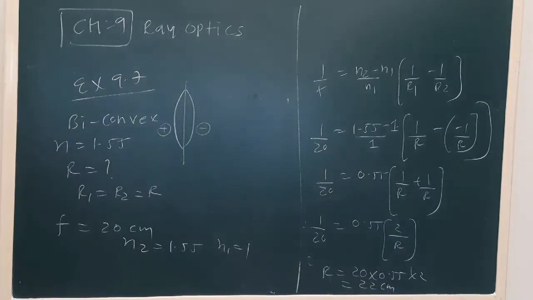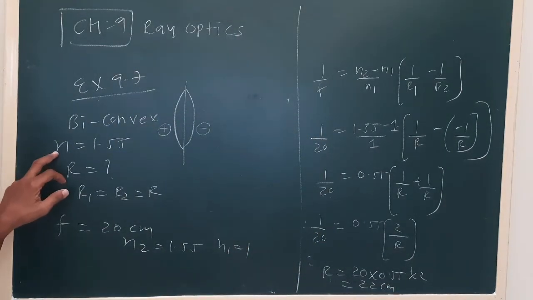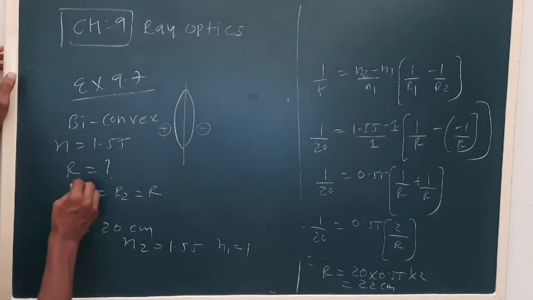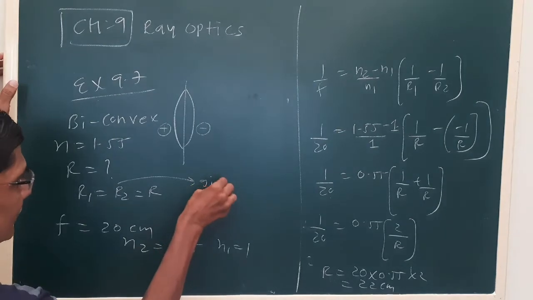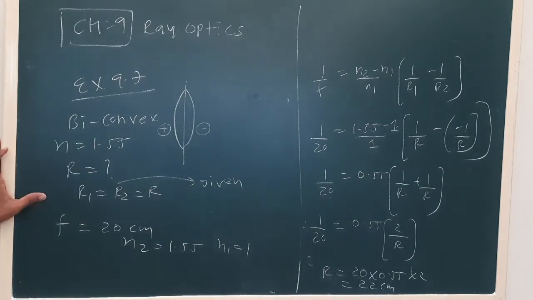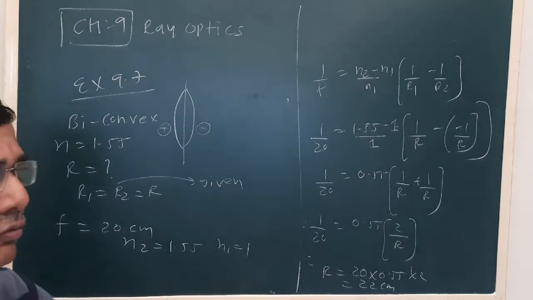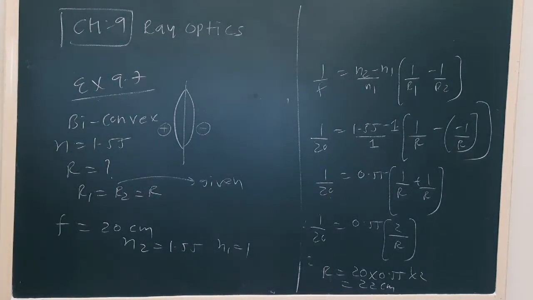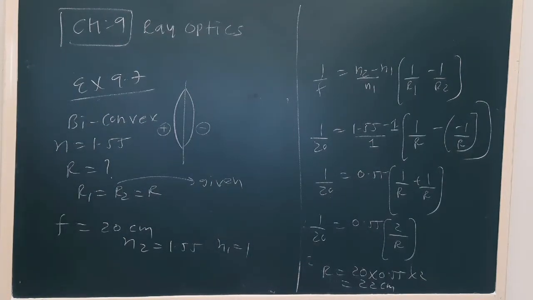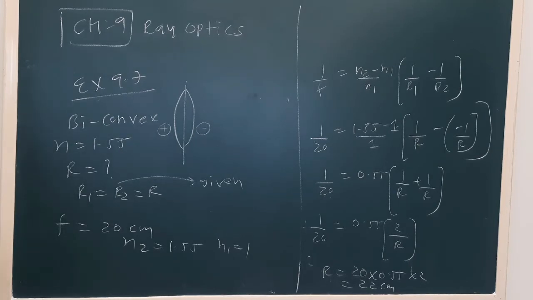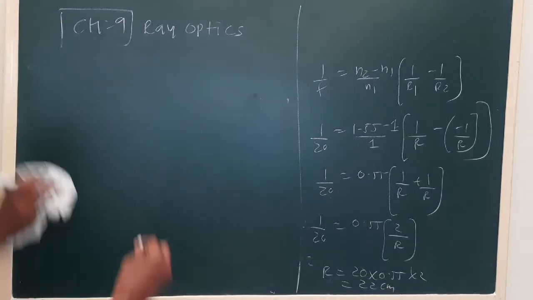Okay, now this is very simple. See here, the refractive index is given. This is a biconvex lens having equal radii. Okay, that is also given in the question. The focal length is given, the refractive index is given. What will be the radius of curvature? That we have to find out. Now this is about exercise number 9.7. Now exercise number 9.8.